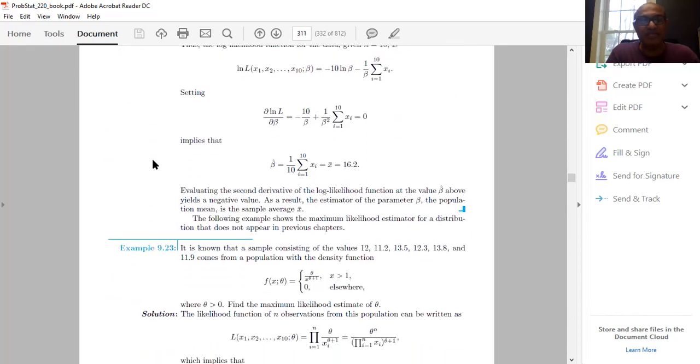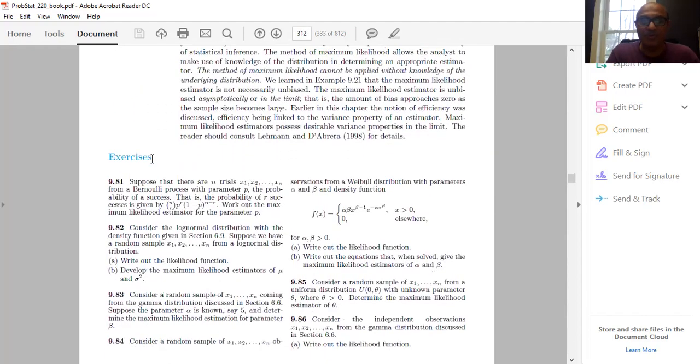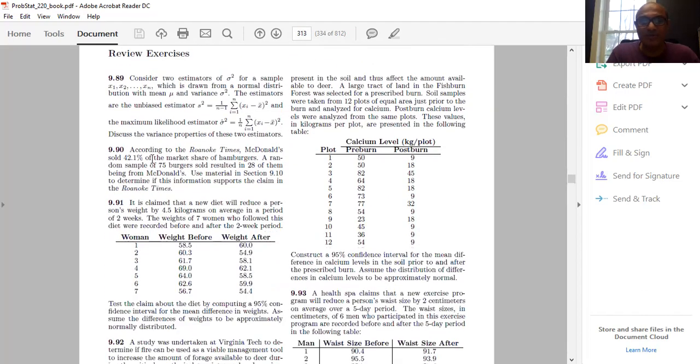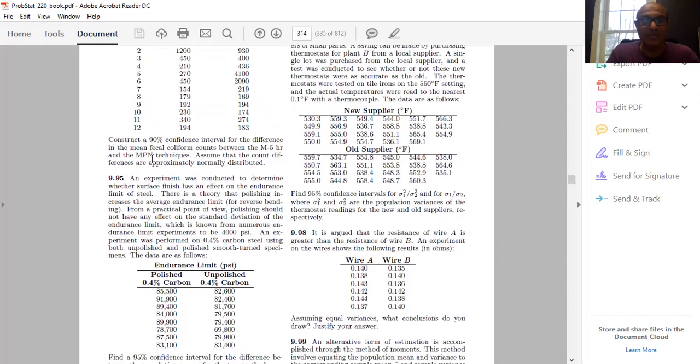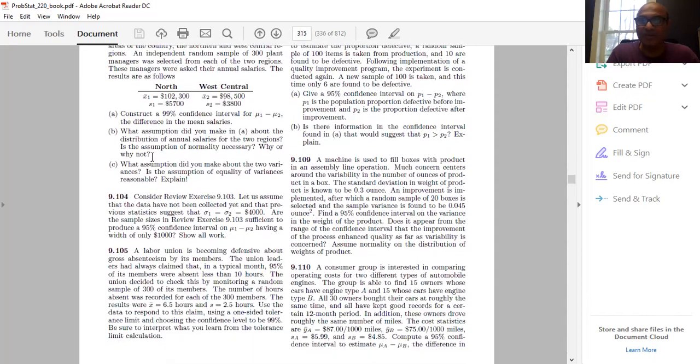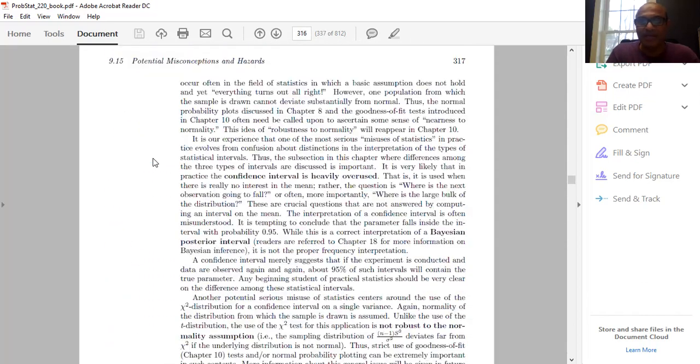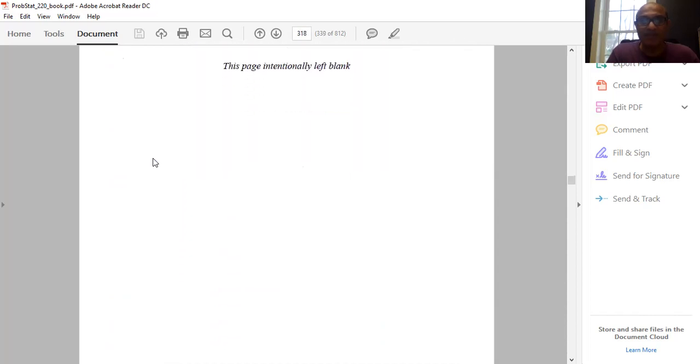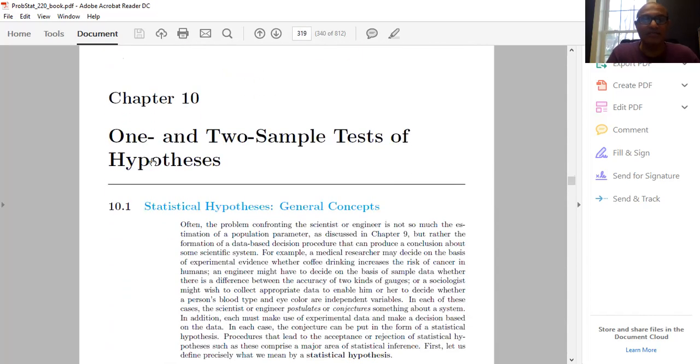These are the rest of the things in the last chapter, which we don't want to go over again. We did the examples also and everything that was done in the last chapter. And this is your new chapter, chapter number 10, 1 and 2 sample test of hypothesis. So first of all, let me let you know the difference, about the scientific system and what we actually mean by this test of hypothesis.